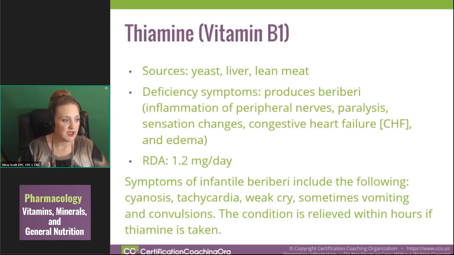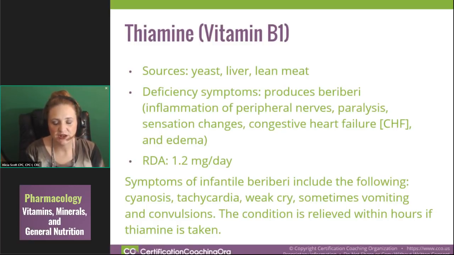Make sure that that is important. And edema, and edema is associated with CHF as well. Just made a little note here. This beriberi is something that is a deficiency from thiamine.